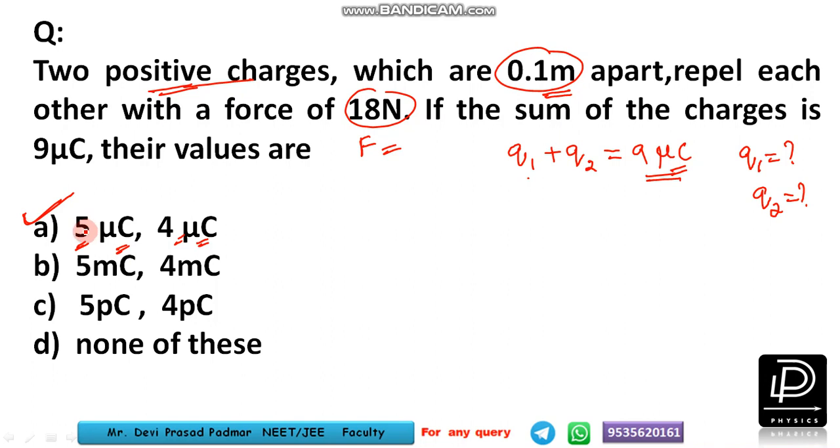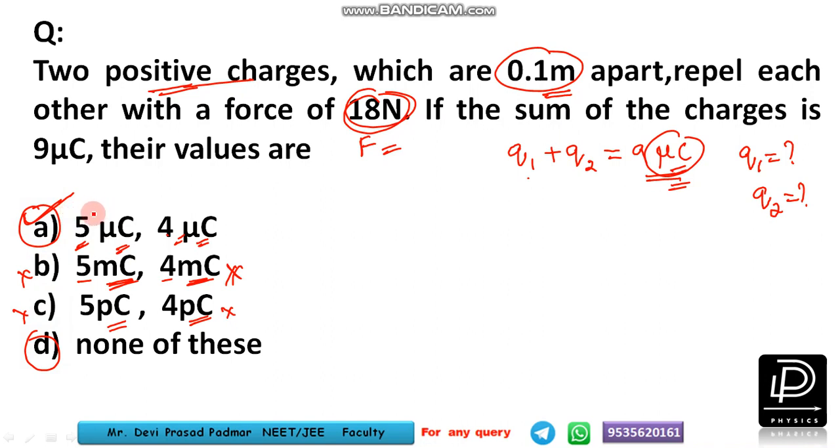But whether the force between these two charges is equal to 18 Newton, that we don't know yet. Therefore, I told you to cross-check the answer. Of course, two options can be avoided, because when you add 5 plus 4 you get 9, but the unit is millicoulomb here, so it is not possible because we require microcoulomb. And what about C? In that also you get picocoulomb, which is also wrong. So we require microcoulomb. Therefore, if you avoid these two options, we are left with option D and option A.